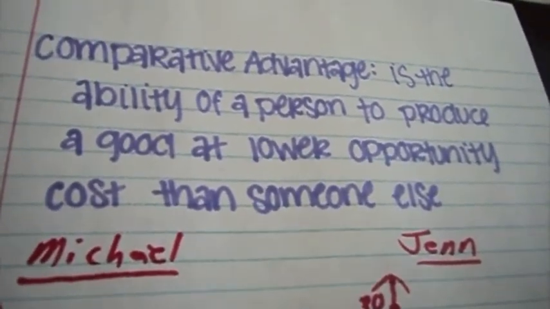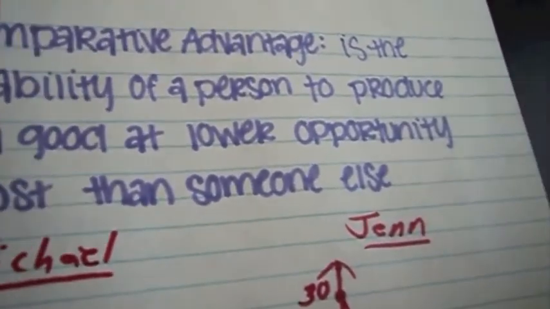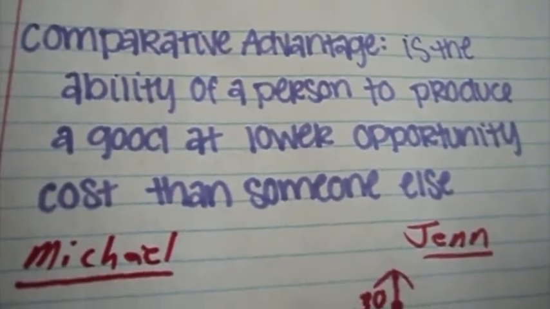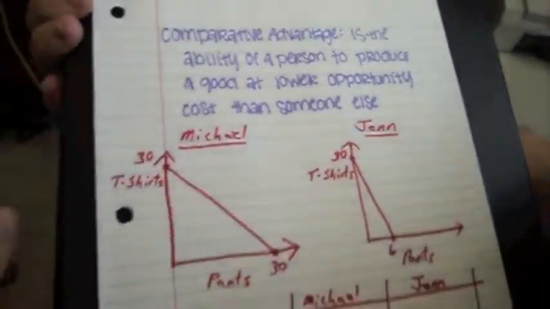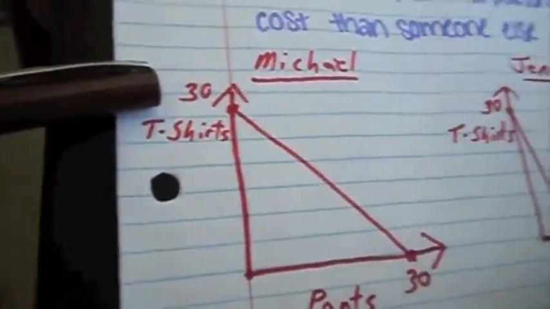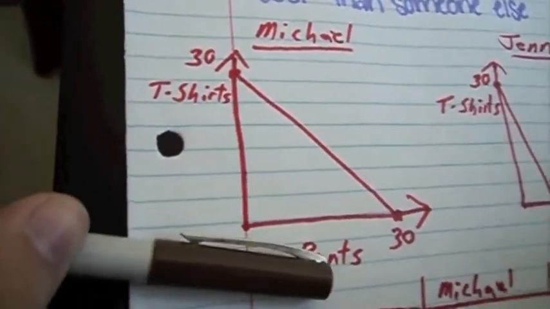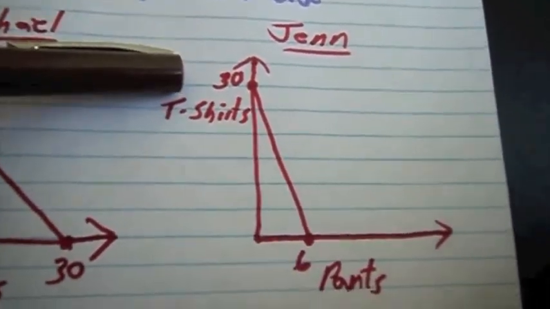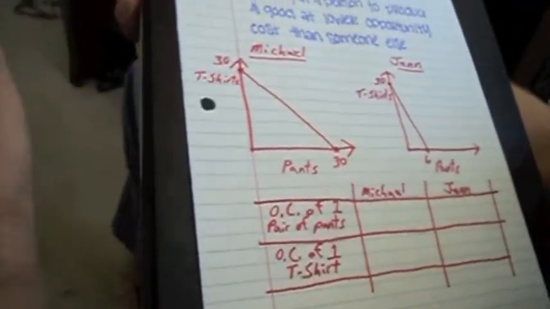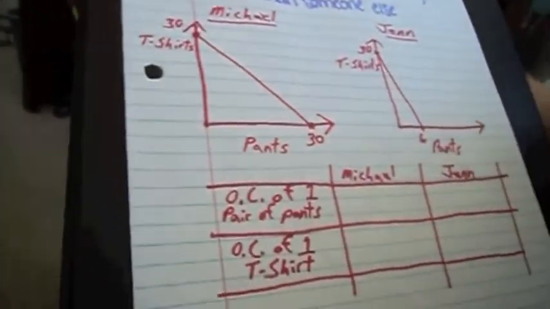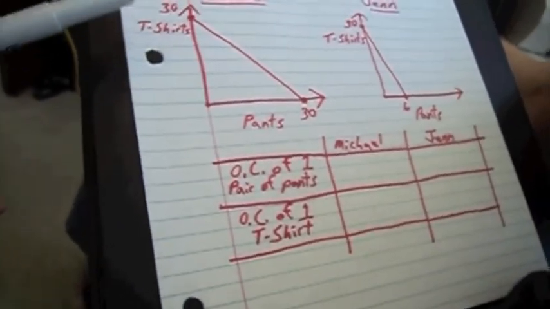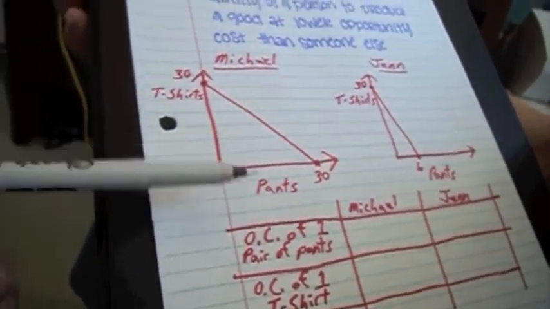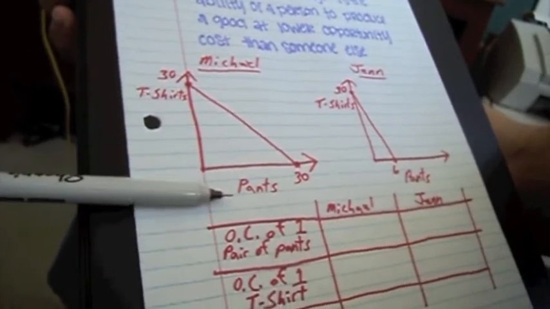Comparative advantage is the ability of a person to produce a good at a lower opportunity cost than somebody else. For this example, Michael is making 30 t-shirts or 30 pairs of pants, and Jen is able to produce 30 t-shirts or 6 pairs of pants. First we have to find the opportunity cost for each person to make either a t-shirt or a pair of pants.